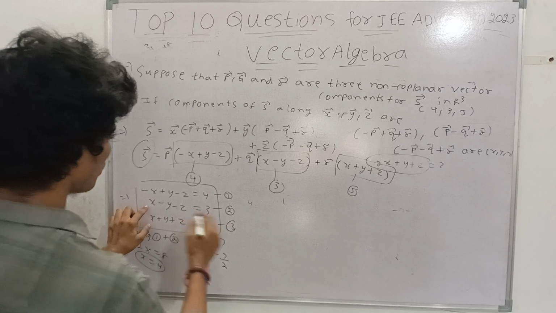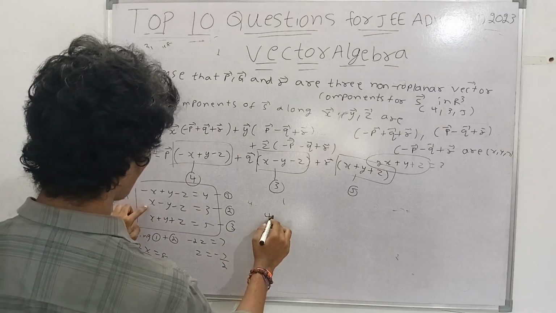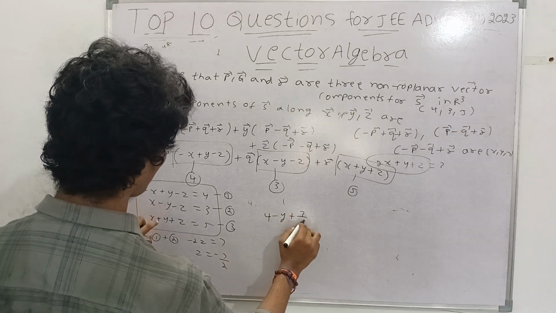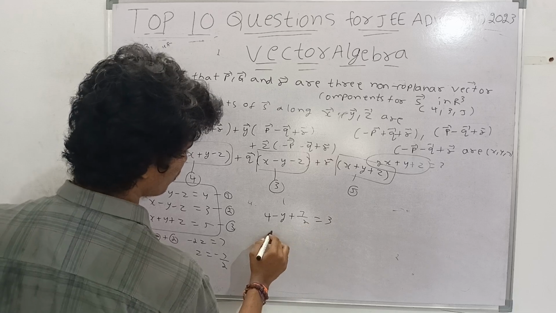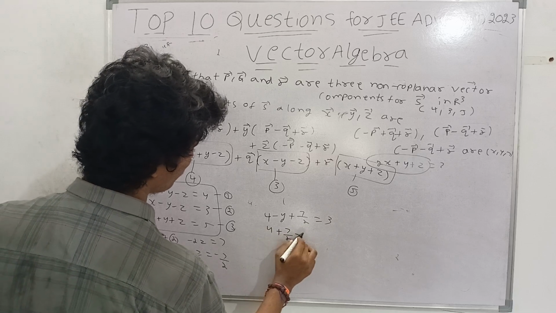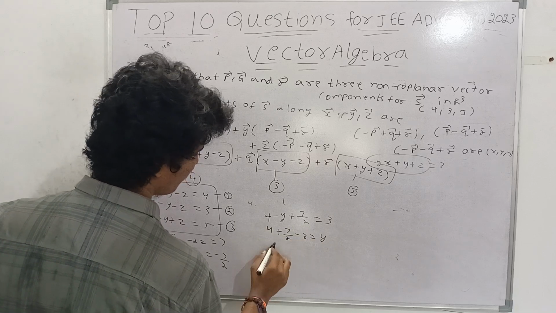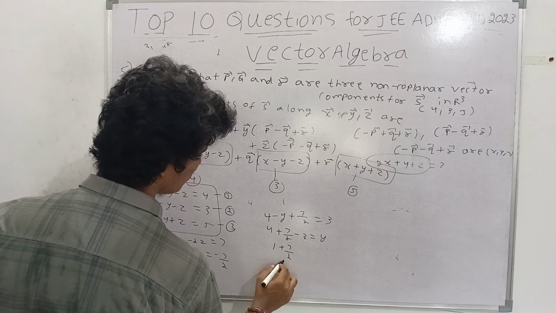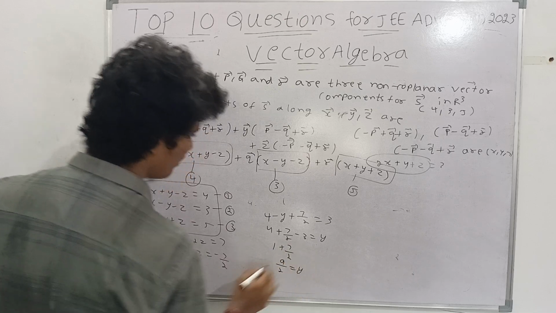Now, what is the value of y? x is 4. I can simply substitute in the second equation. x is 4 minus y and z is minus 7 by 2, equal to 3. What is the value of y? 4 plus 7 by 2 minus 3 equal to y. 1 plus 7 by 2, it is 9 by 2. This is the value of y.